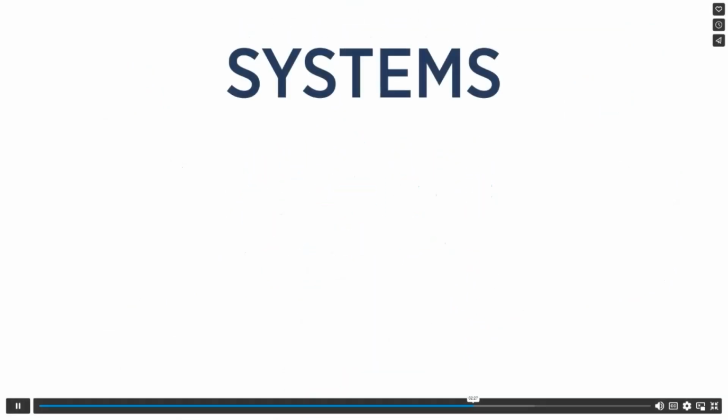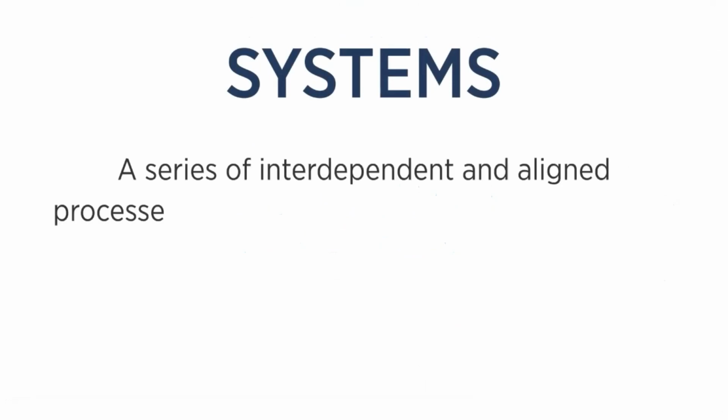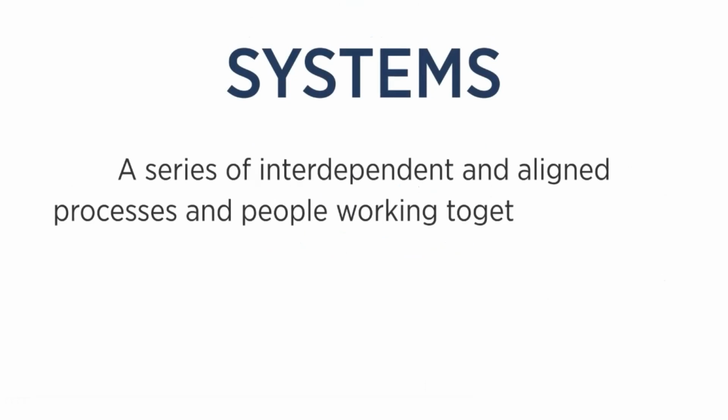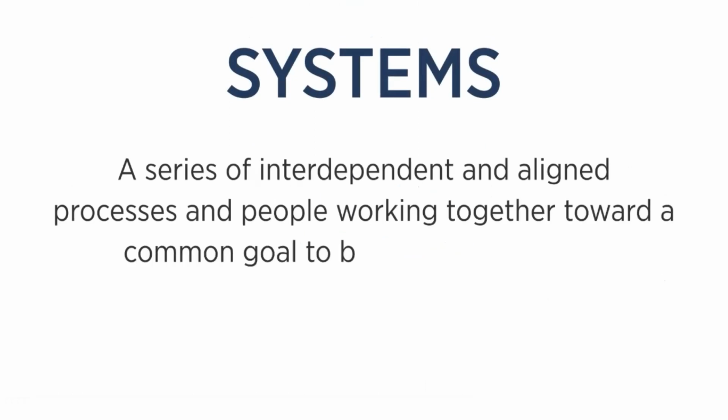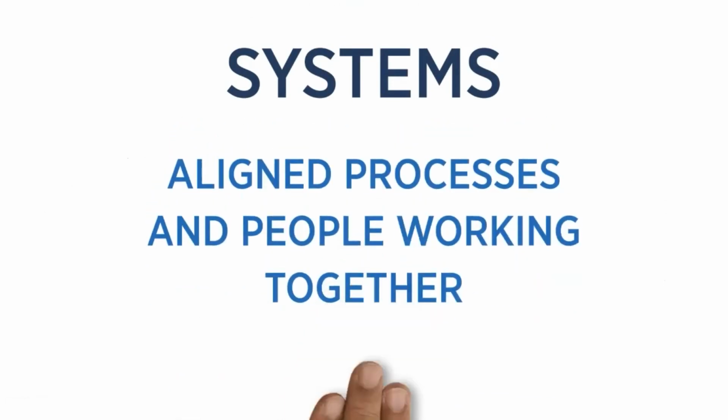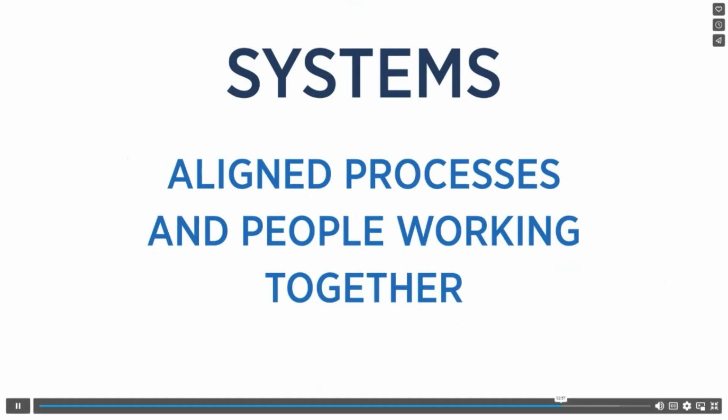When we talk about systems in schools, we can define them as a series of interdependent and aligned processes and people working together toward a common goal to bring desired results. Specifically, what systems in schools often struggle with from this definition is with the aligned processes and people working together. If we don't address the details about how they work together and how the processes should be implemented, we can end up with an ineffective system.